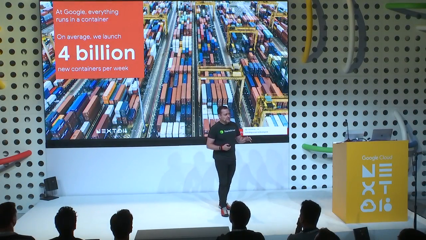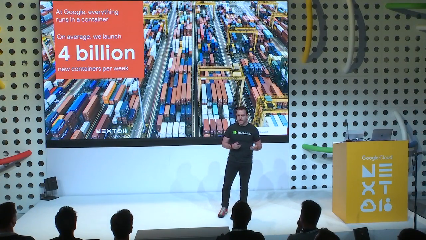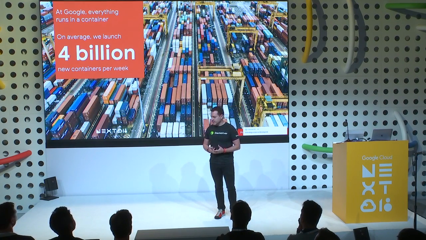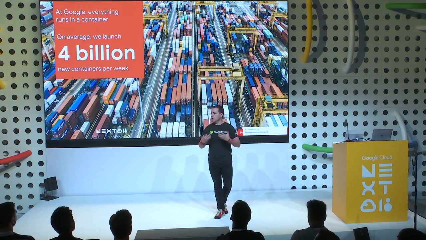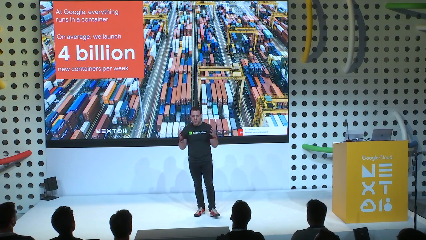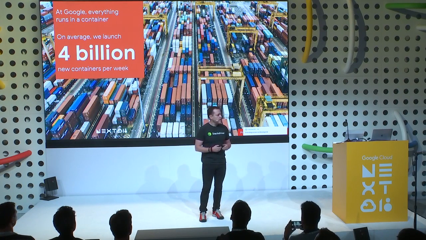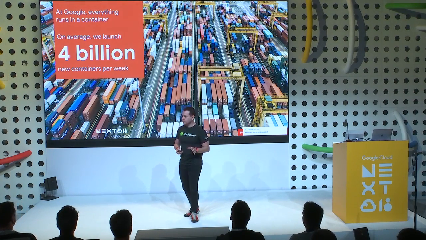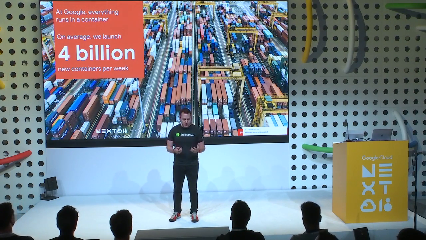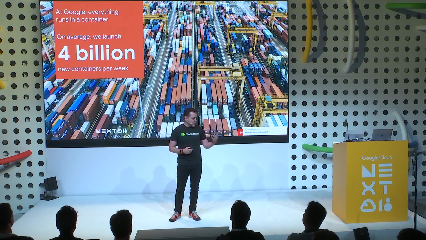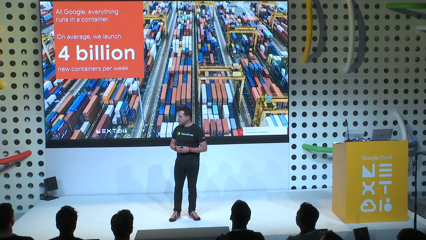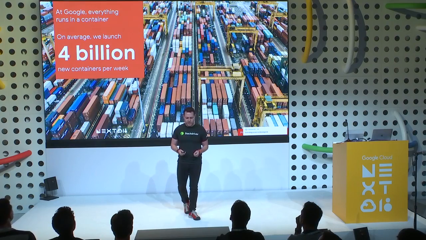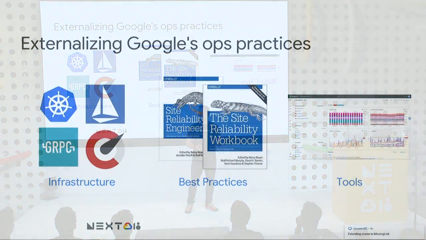So Kubernetes is an example of how we've been doing this. The way that Google does things today, everything pretty much runs in a container. We have an internal system we call Borg. Everything is isolated very much in a container state. So as you see here, on average, in a week, we launch more than 4 billion containers. So we've certainly amassed some experience in how to deploy and manage this type of container-based applications. And so what we're trying to do now with our processes and our tools is to externalize those best practices precisely. And we've been doing this in multiple ways.